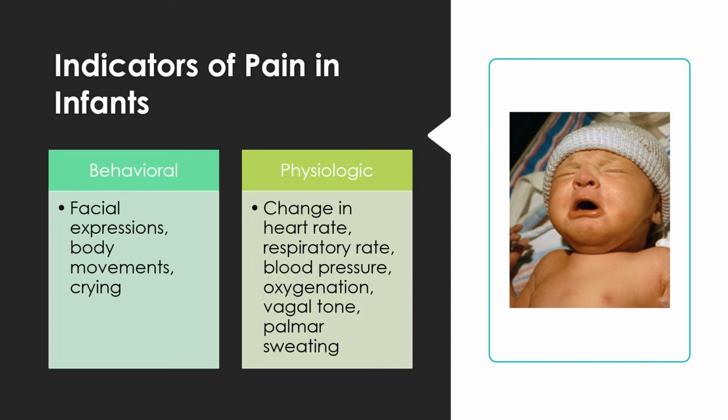They may be crying excessively, like we've changed their diaper, we've fed them, we've done everything we could do and they're still crying. That would indicate that there may be some pain behind that crying. Physiological changes, right? We're going to have an increase in heart rate, respiratory rate, blood pressure changes, oxygenation, vagal tone, palmar sweating. All of those would be physiological changes, right? We can put a number to it. We can actually see it. So those would be our physiological changes. So remembering infants can't tell you, so observe them and see what's going on that might indicate pain.